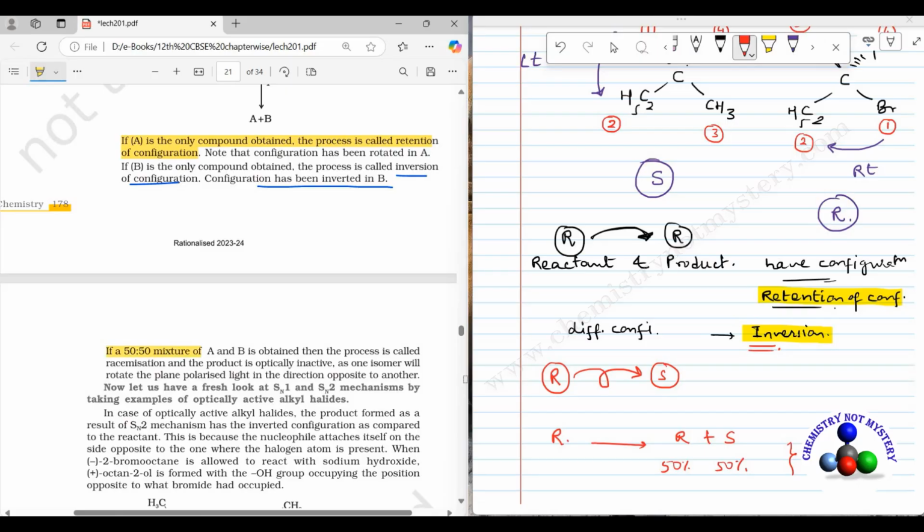If a 50-50 mixture of A and B is obtained, the process is called racemization and the product is optically inactive, as one isomer will rotate the plane polarized light in the direction opposite to another. Now let us have a fresh look at SN1 and SN2 mechanisms by taking examples of optically active alkyl halides.